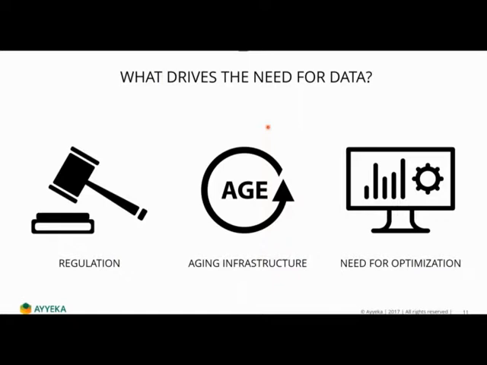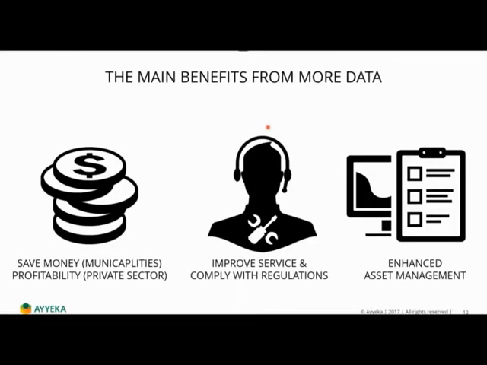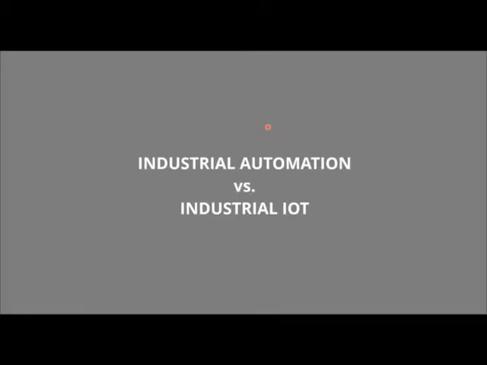In terms of benefit, again, real quick, if you're a public entity, you would like to save money. If you're a private entity, you would like to make money. Everyone wants to improve the services and comply with regulation. And of course, there is enhanced asset management, which basically means you don't have to run your equipment to failure. You can do predictive maintenance and so on. All right, so that was a quick overview of the IoT and some drivers for this segment.